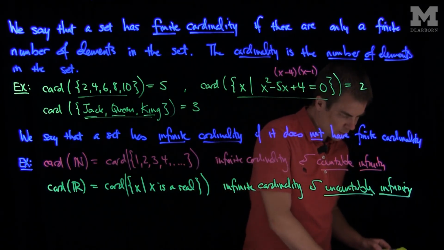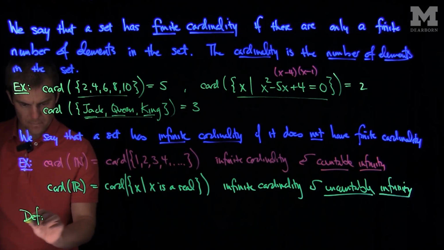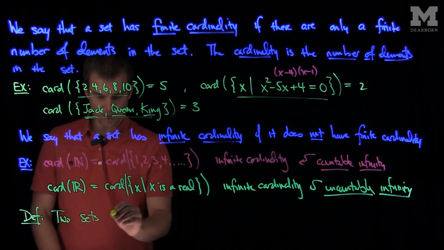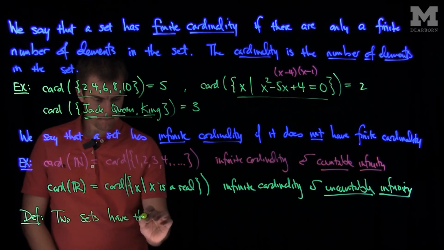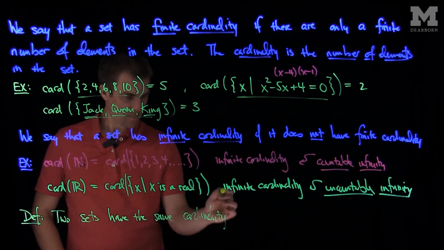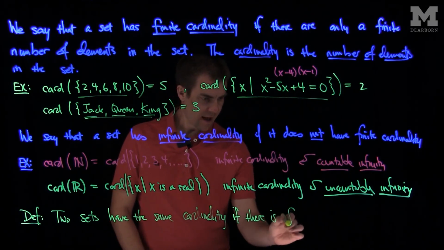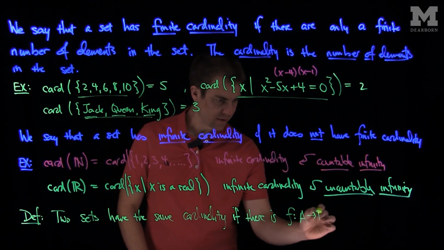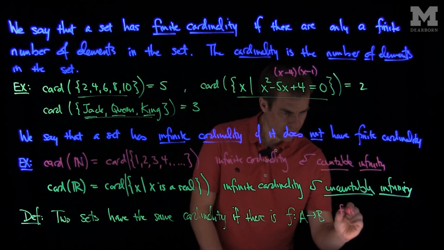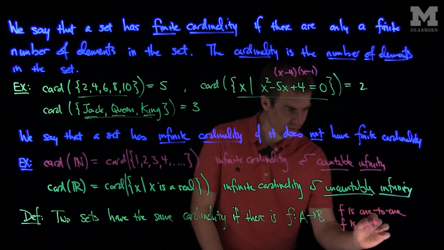So when can we determine when two sets have the same cardinality? We say two sets A and B have the same cardinality if there is a function f mapping A to B, and f must satisfy two conditions: f is 1-to-1, injective, and f is onto.